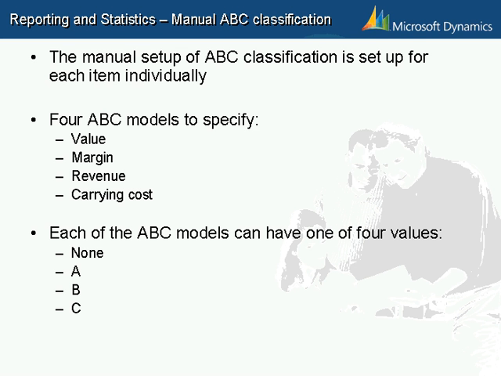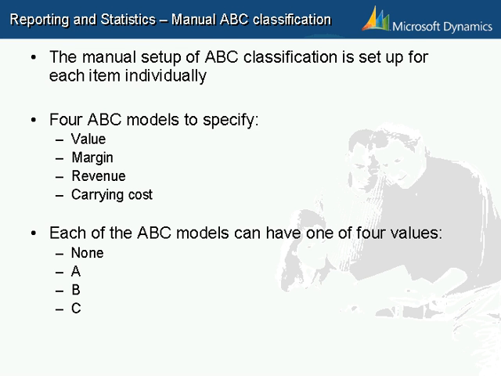So we have two possibilities for setting up ABC classification. We can set up manual and automatic, and we set up the same values, the same options: value, margin, revenue, and carrying cost. Now let's talk about value.